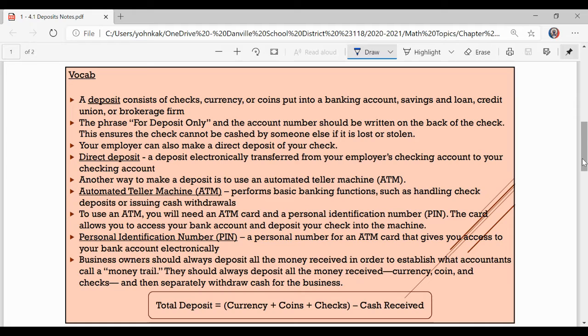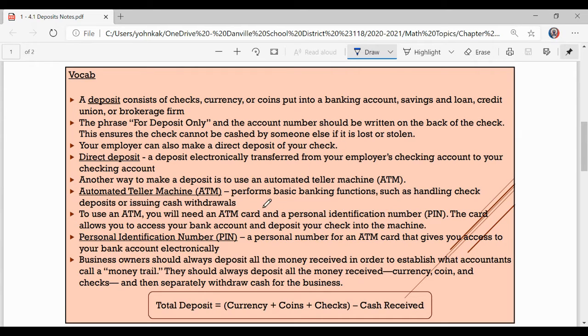Business owners should always deposit all the money received in order to establish what accountants call a money trail. So it's really important that businesses keep track of the money coming in and the money coming out. And the best way to do that is to use some kind of ledger or a program or something to keep track of all that.